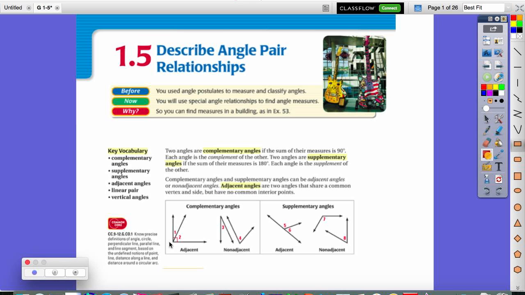So, here we have complementary adjacent angles. They add up to 90 degrees and they're next to each other. Here are non-adjacent complementary angles, so they add up to 90 degrees, but they are not sharing a same side or a same ray. Supplementary, angles 5 and 6, when they're added together, are 180 degrees and they share a common ray. And 7 and 8, if I tell you that they're supplementary, the measures of those angles add up to 180, but they are not touching.